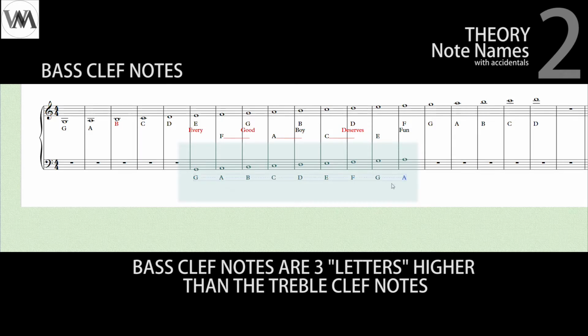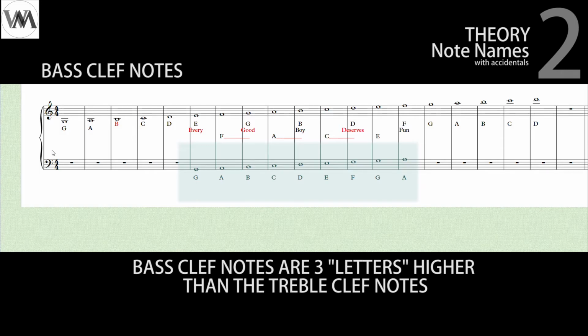Now look at that. So we have E, 3 steps up will be G. We have F, 3 steps up from F will be A, and we have G, 3 steps up from G will be B, and so on. So the bass clef is always 3 steps ahead of the treble clef.